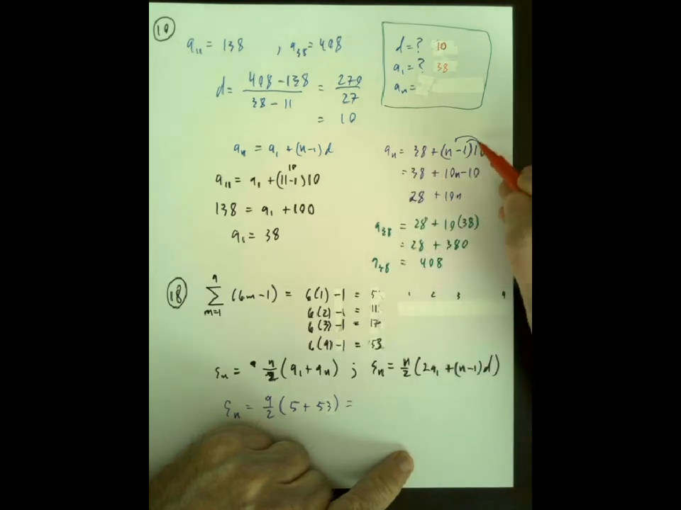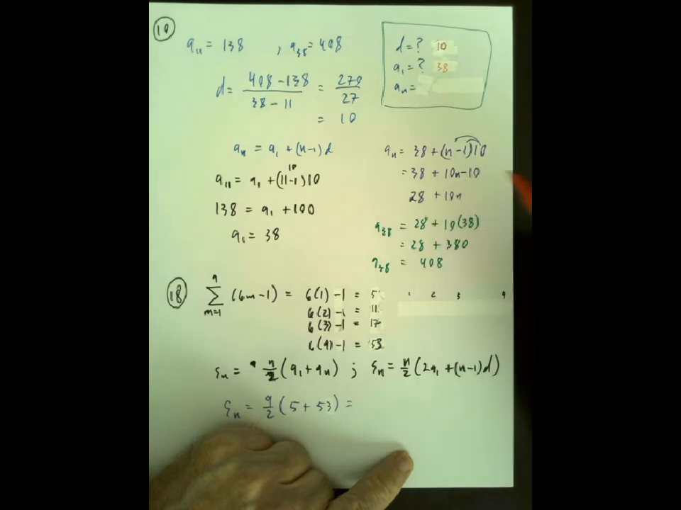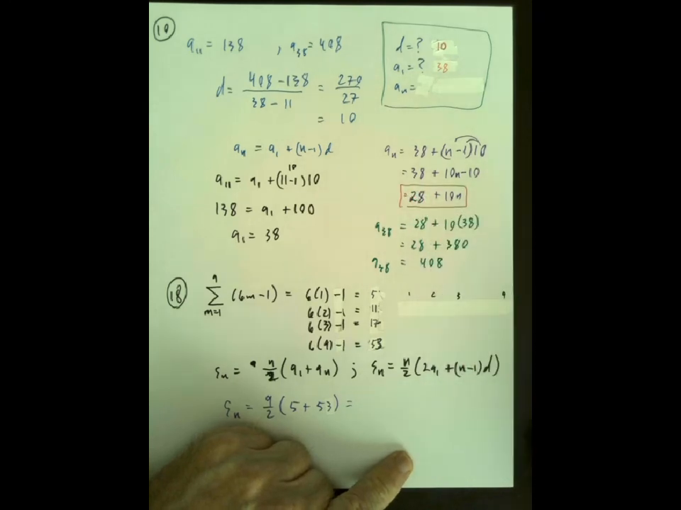Right? And then, using careful algebra, I multiply through the 10 to get rid of the parentheses. And then I can simplify: 38 minus 10 is 28. So right here, that's our formula. And you can see that we can check to make sure we're doing it right.